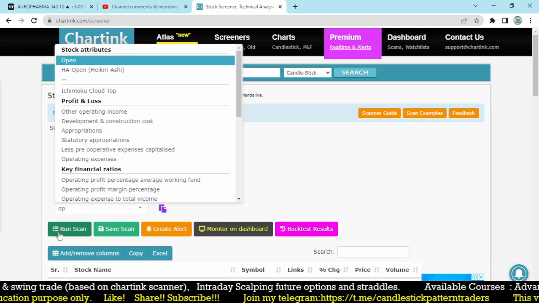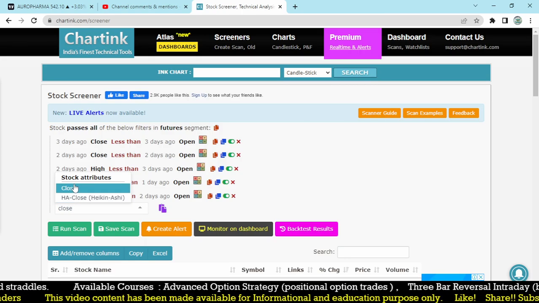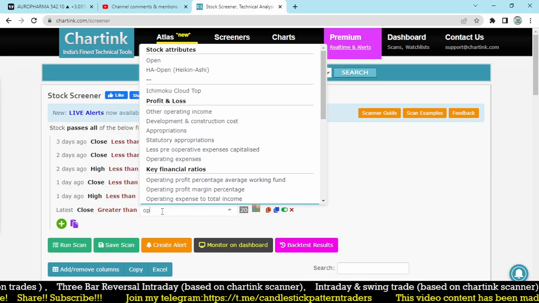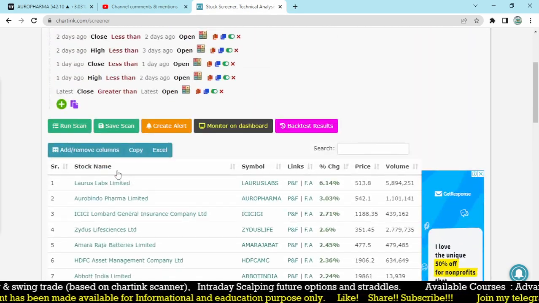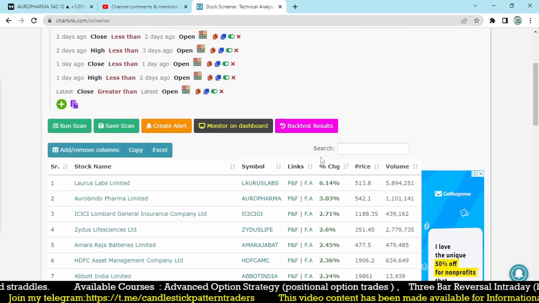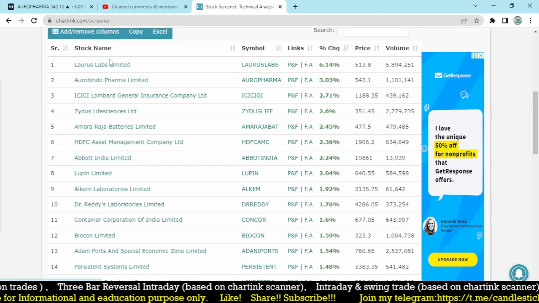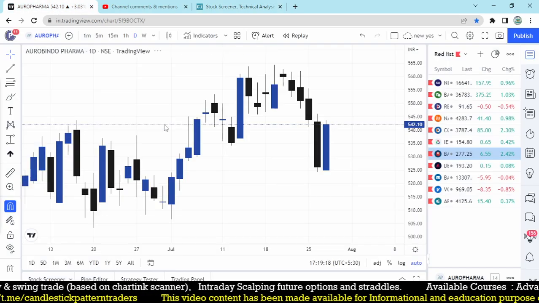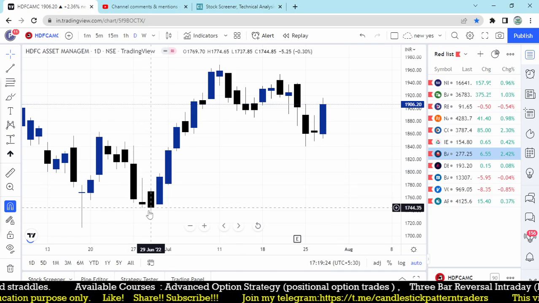The close, instead of open, close should be the right word. Close must be greater than open, so this is a bullish candle happening today. If I run it, almost 22 stocks form such a pattern. So you can focus on these stocks for your ideas. Let me try Lupin or HDFC AMC. Let's go for HDFC AMC: 3 consecutive down, and there is a bullish candle.